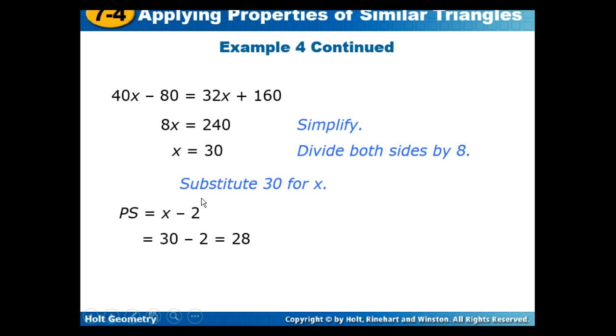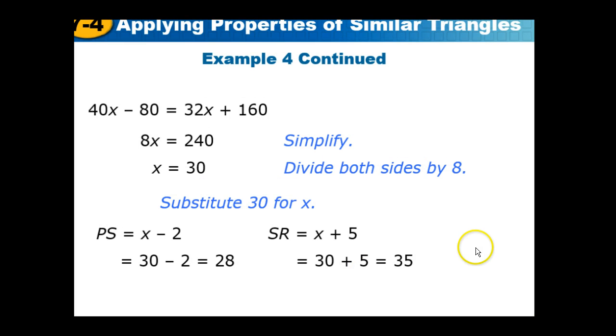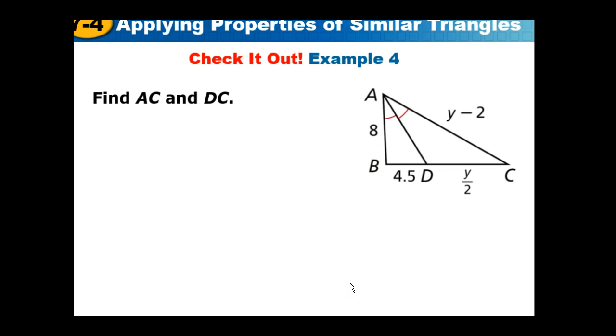We're going to substitute 30 back into the original equation because they wanted us to find PS, which is the distance from P to S. So when I substitute 30 in, I get PS equals 20. I can also substitute 30 into the expression given to me for SR. Notice they're not congruent, so be careful with that. It's not that the x minus 2 equals the x plus 5. We're going to plug in 30 and we get that SR is 35. Let's do one more of those.